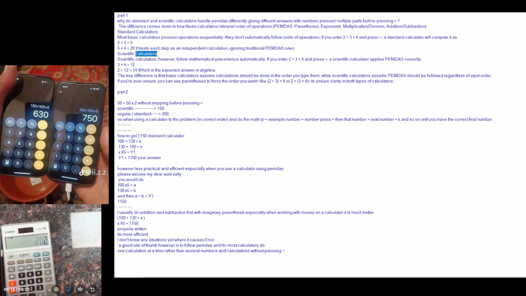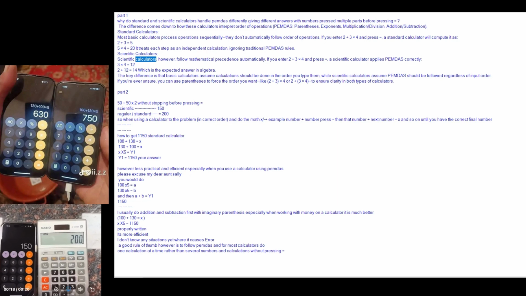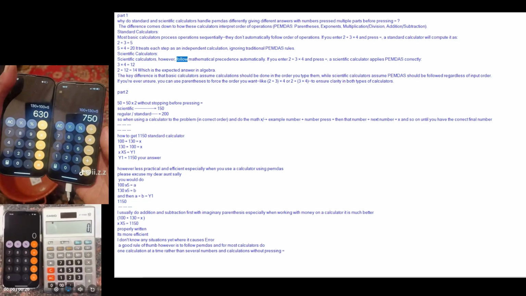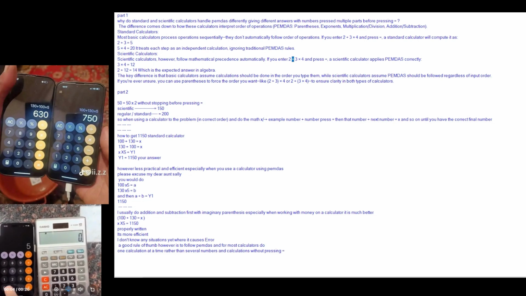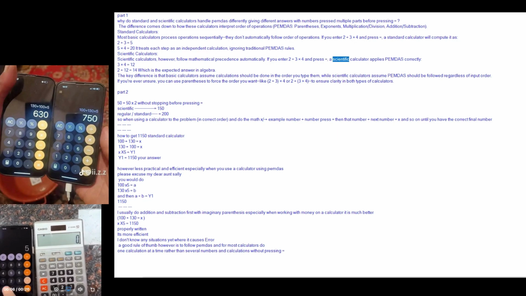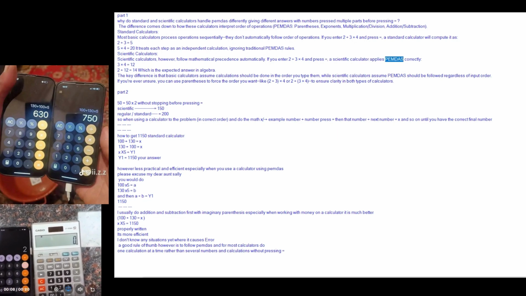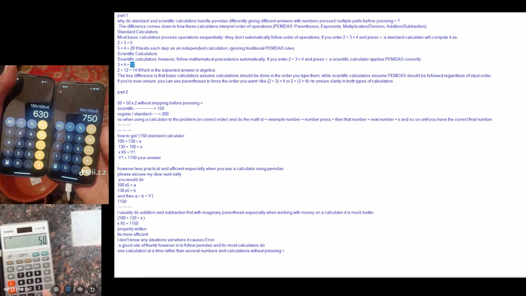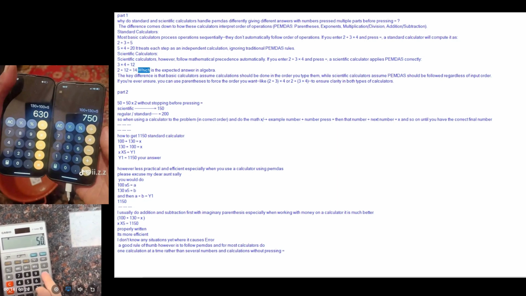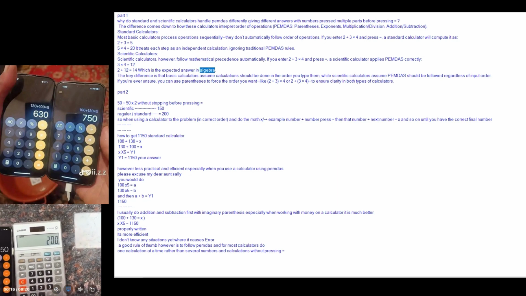Scientific calculators. Scientific calculators, however, follow mathematical precedence automatically. If you enter 2 plus 3 times 4 and press equals, a scientific calculator applies PEMDAS correctly. 3 times 4 equals 12. 2 plus 12 equals 14, which is the expected answer in algebra.